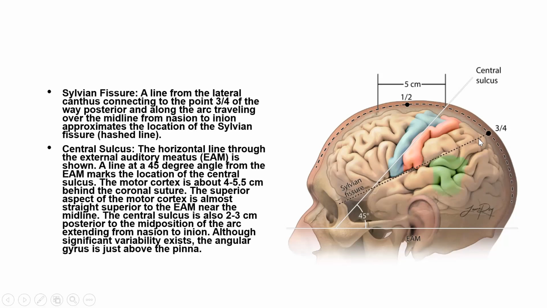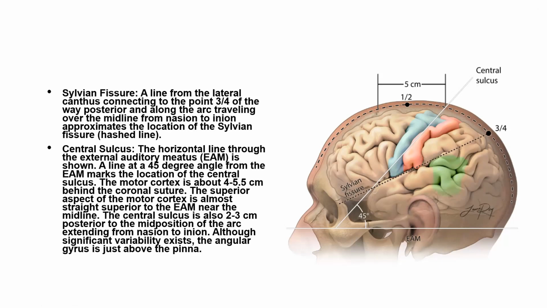The other important point here is the central sulcus. If you draw a horizontal line through the external auditory meatus, you can see this white line, this is the EAM, the external auditory meatus. Then draw a line at 45 degrees. If you go perpendicular, that is 90 degrees, and half of the 90 degrees is 45 degrees. It is not quite hard for you to assess this. So a line at a 45 degree angle from the EAM marks the location of the central sulcus. You are drawing this line, and this is approximately the central sulcus. It is extremely important for you to know.